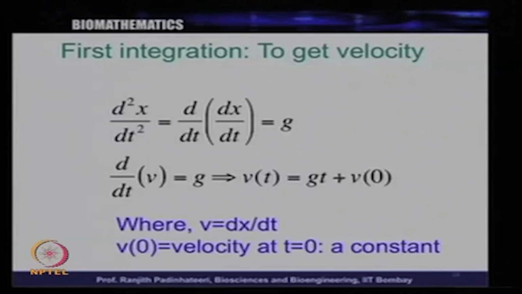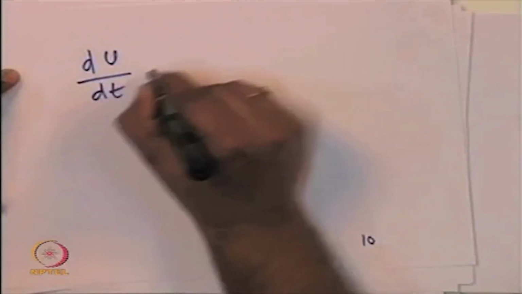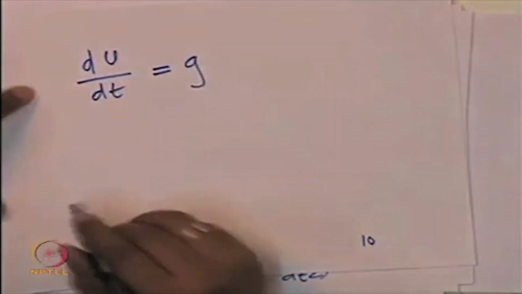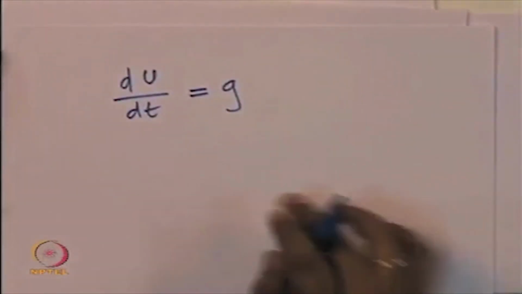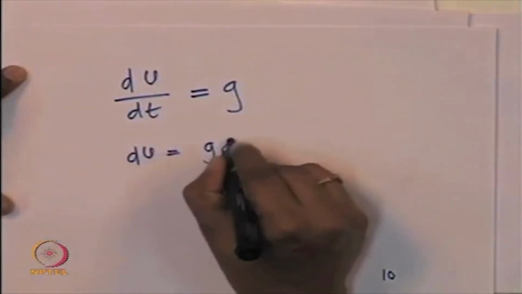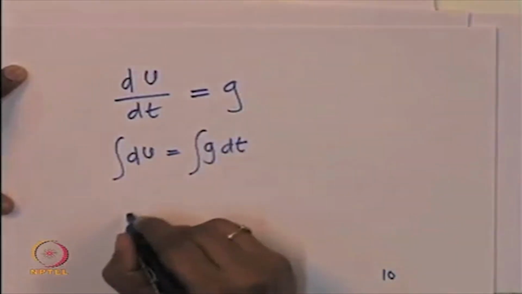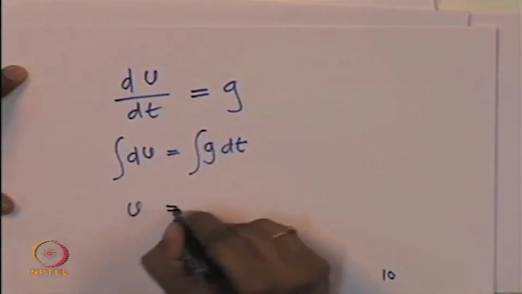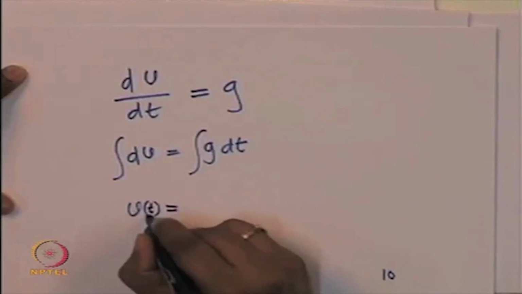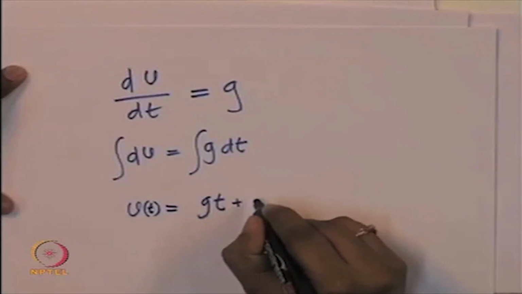If you have confusion, let me do this a little more carefully. How did we do this? So, dv by dt was g. This was our equation. Now, we can integrate this: dv is g dt, and integrate both sides. So, basically v as a function of time is equal to g t plus a constant.